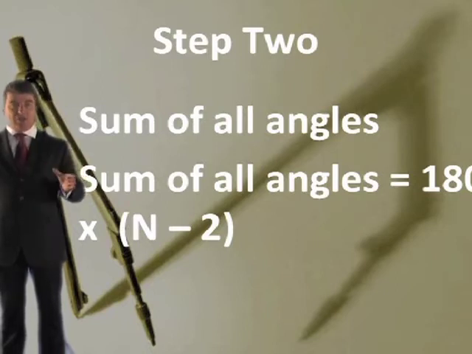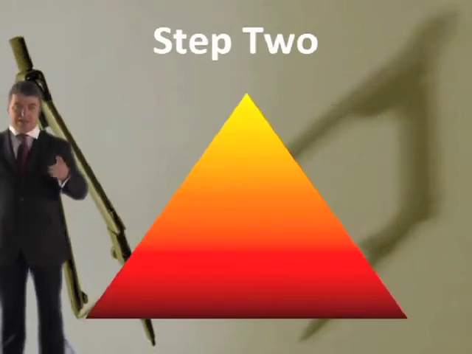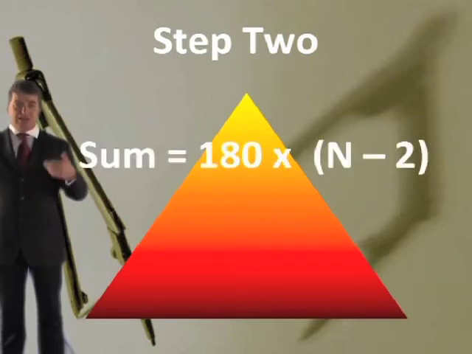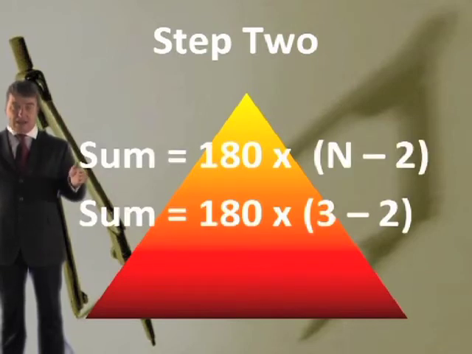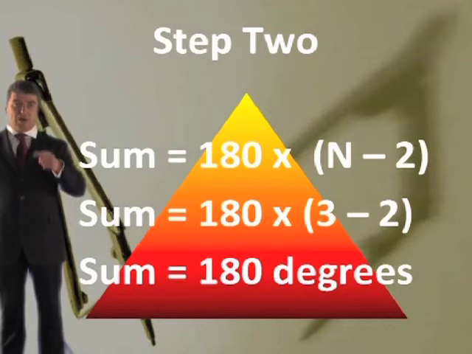So the sum of all the angles, in degrees, is 180 times n minus 2. Let's do some angles. Determine the sum of all angles in that polygon. Well, it's a triangle. It's got 3 sides, so 180 times 3 minus 2 is 180 times 1, 180 degrees. So the angles of any triangle always add up to 180.